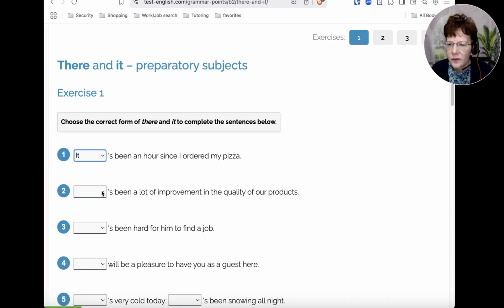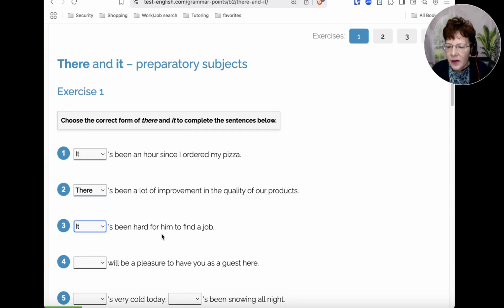Okay, number 2. What's been a lot of improvement in the quality of our products? We know that this would probably start with there. So if we chose there, that would be correct. There's been a lot of improvement. Number 3. What's been hard for him to find a job? If you chose it, that would be correct. It's been hard for him.